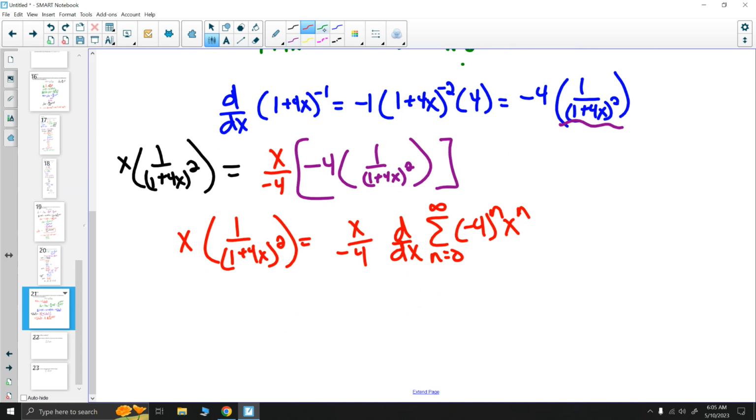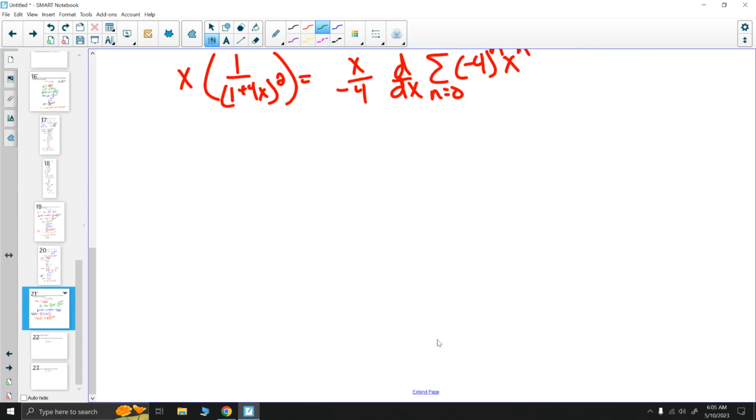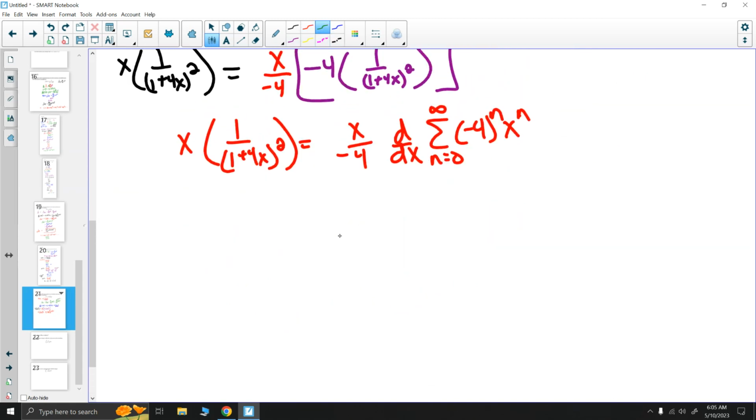Okay, so we're going to do a little bit of cleanup work here. First of all, we're going to derive this thing. So we still have our x and our -4 outside. When we take the derivative, n equals 1 to infinity, it's -4 to the n, and then we have n, x to the n minus 1. Okay, now we're going to put this -4 into this thing.